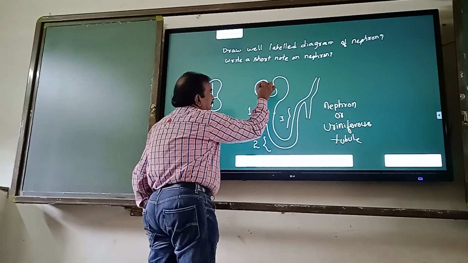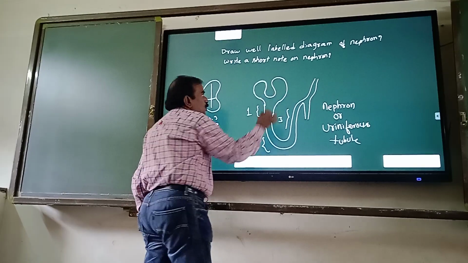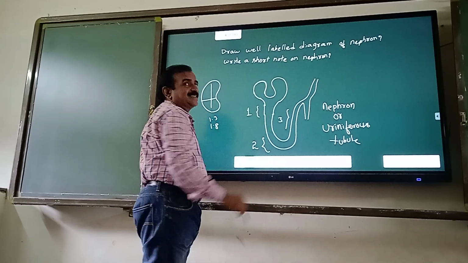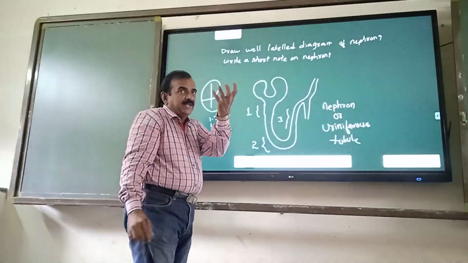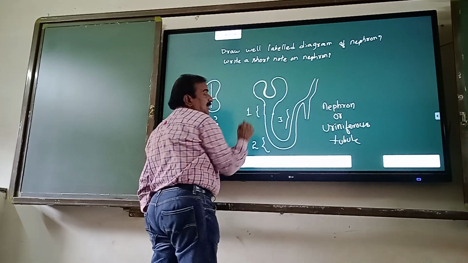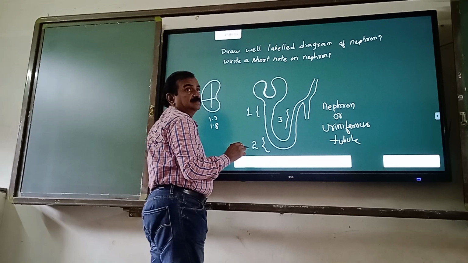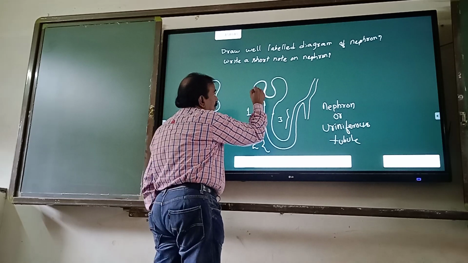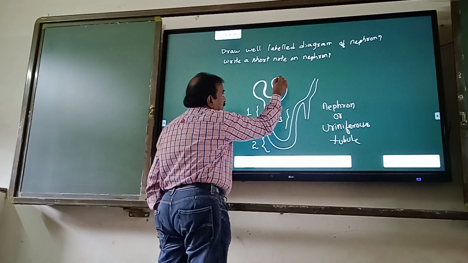And this part, what is it called? U-shaped. This is Bowman's capsule. A cup-like structure is present. This is called Bowman's capsule.